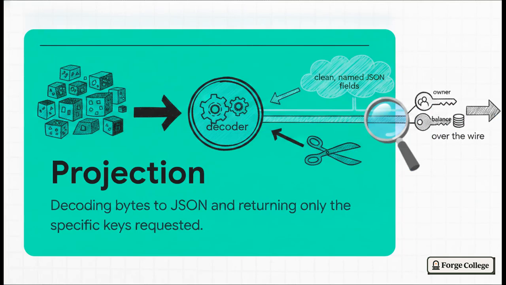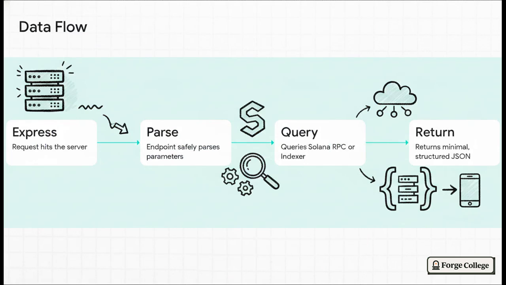So projection, which you might also hear called field selection, is the act of decoding raw account data bytes into clean named JSON fields. And this is the absolute most important part, returning only the specific keys requested by the client. We are surgically extracting exactly what is necessary. If the user just asks for the owner address and the balance, well, that is exactly and only what our API sends back over the wire. No extra fluff.